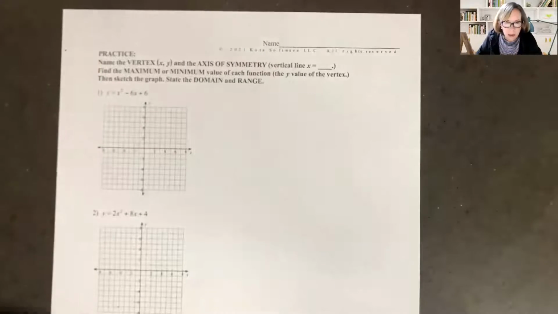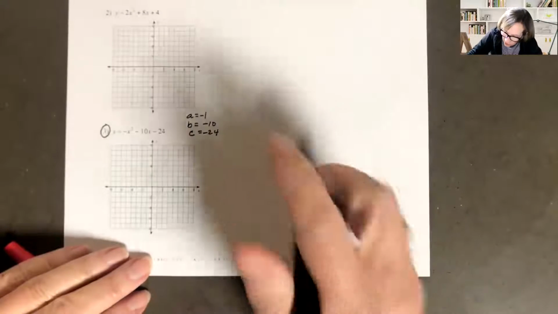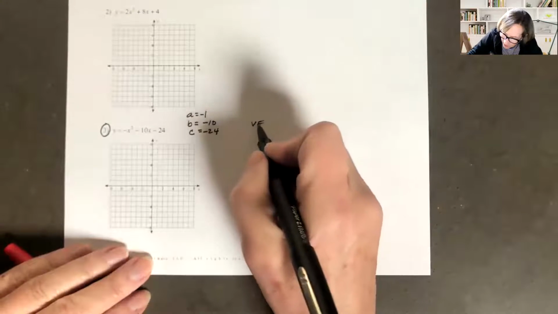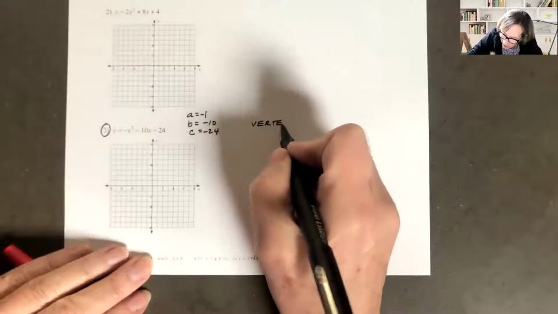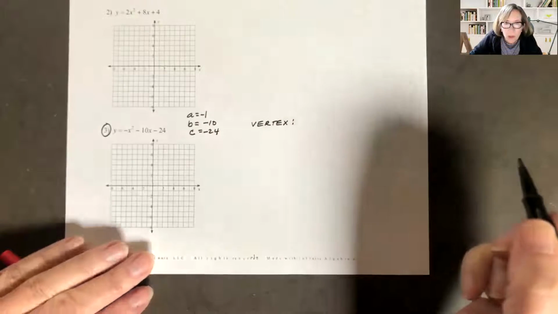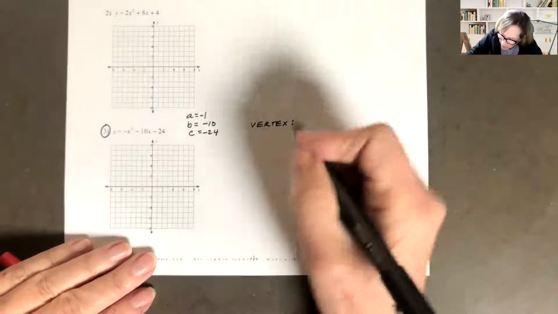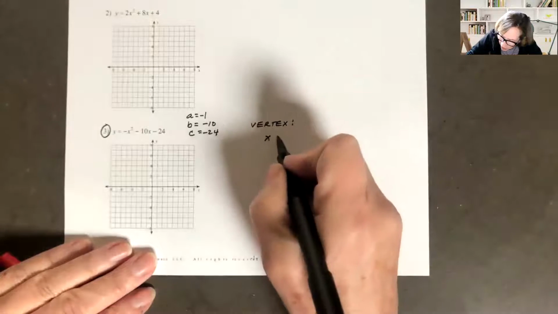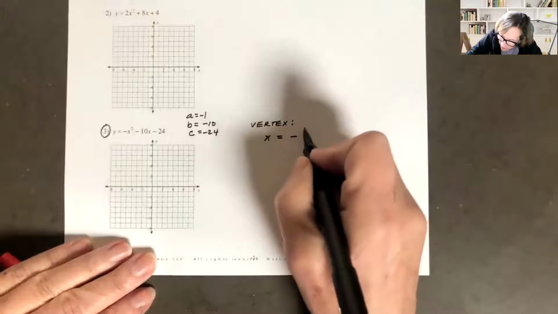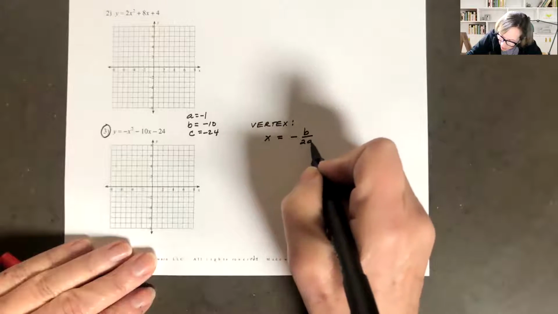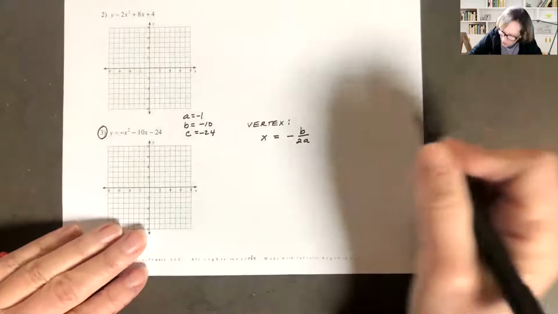Okay, so the first thing that we're asked to do in these problems is to find the vertex and the axis of symmetry. So for the vertex, I always start off by finding the x-coordinate. Remember, the vertex is just an ordered pair. So x will be equal to the opposite of b over 2a. And you have to be really careful with your negatives on this.